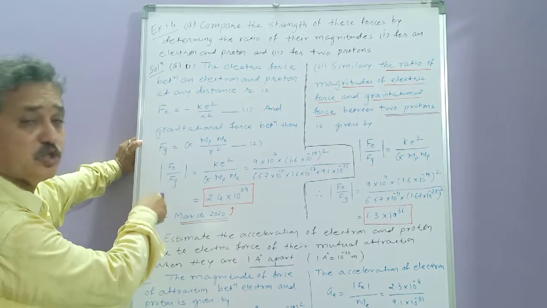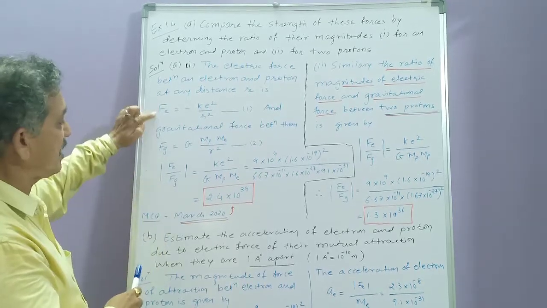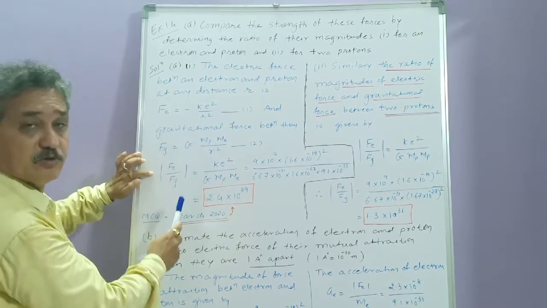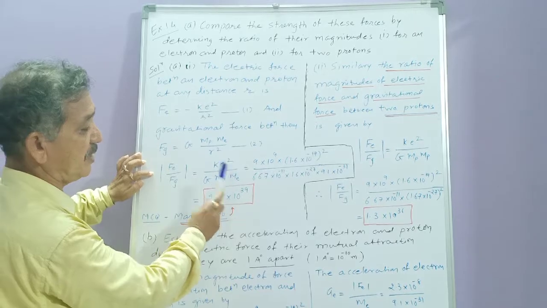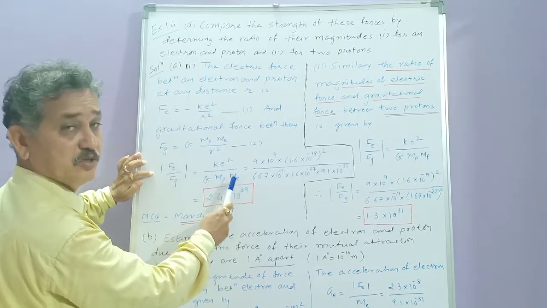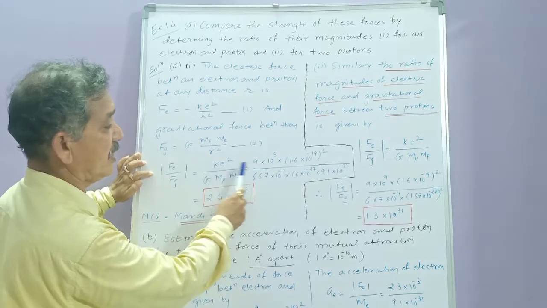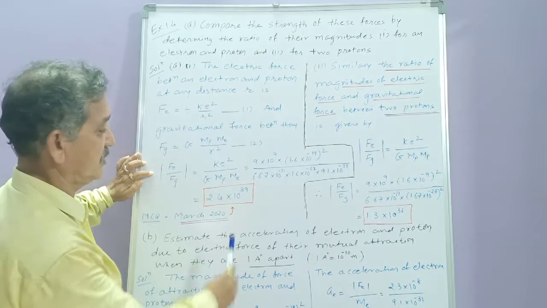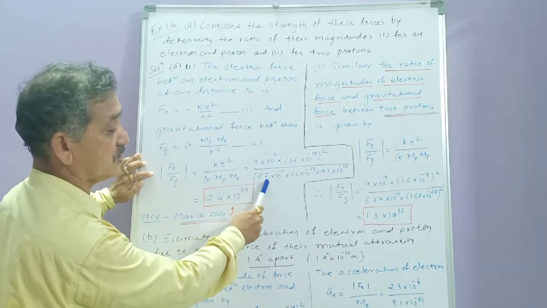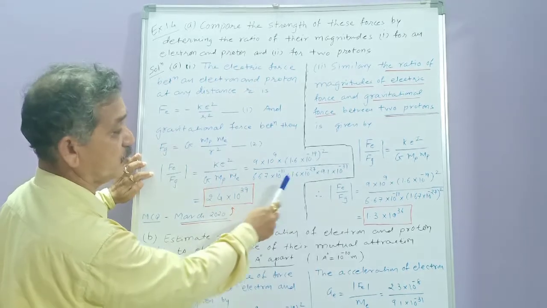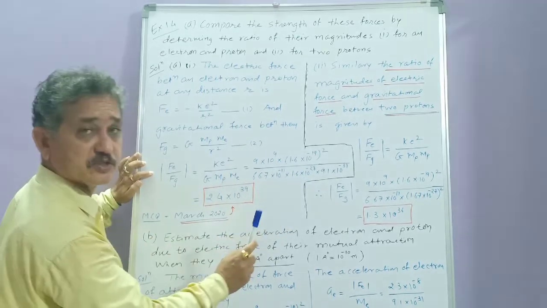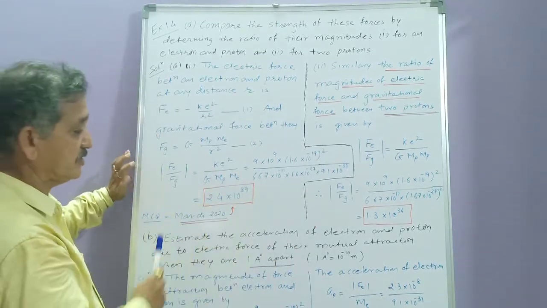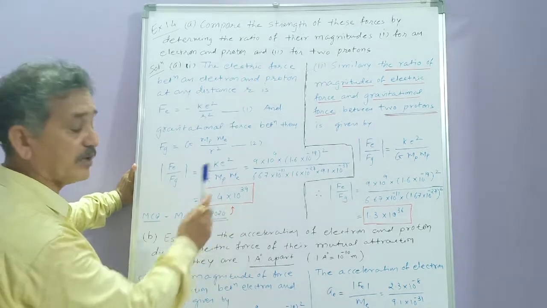We have to determine the ratio of the magnitudes of these two forces. So Fe upon Fg: the denominator r square cancels, and the negative sign is also cancelled. So k e square upon G mp me. Substituting the values: k is 9 into 10 raised to 9, charge of electron 1.6 into 10 raised to minus 19 square, G value 6.67 into 10 raised to minus 11, mass of proton 1.6 into 10 raised to minus 27, mass of electron 9.1 into 10 raised to minus 31. Substituting all and simplifying, the answer is 2.4 into 10 raised to 39.